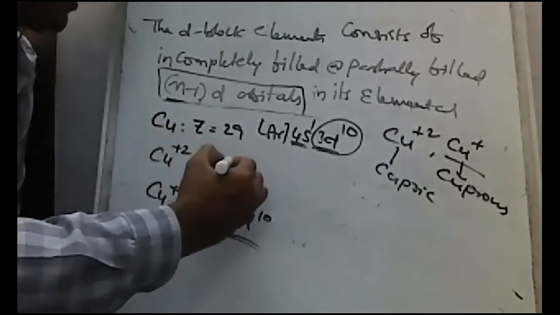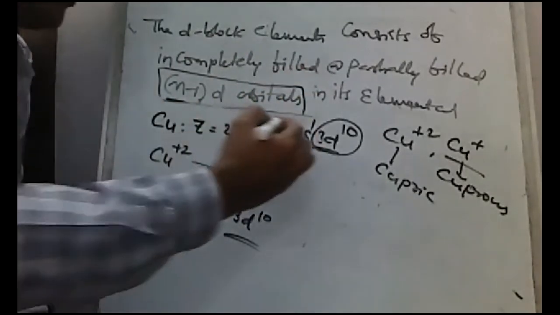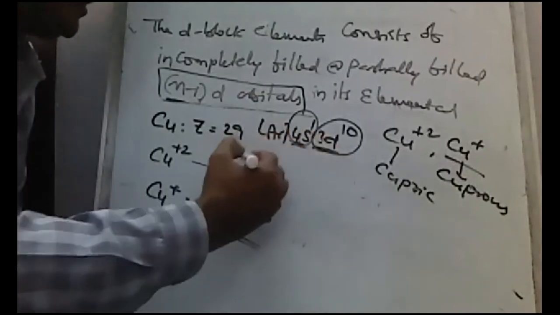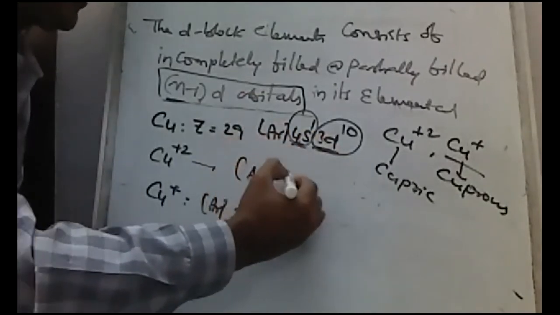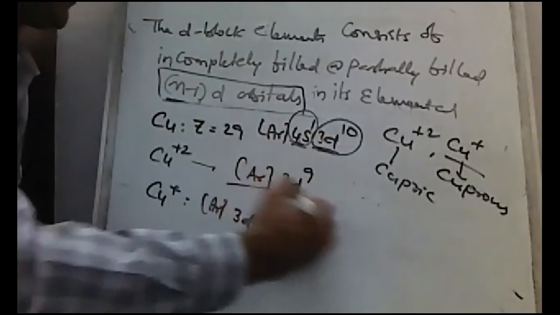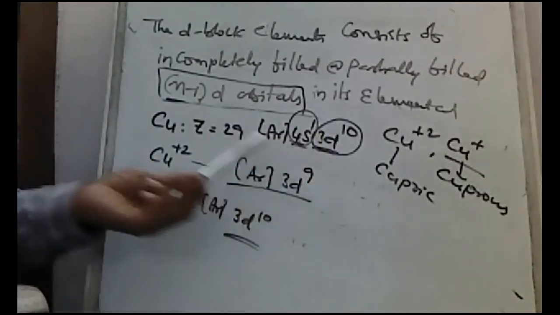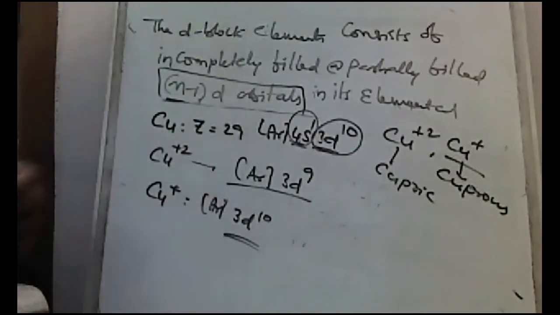If you take copper plus 2, two electrons have to be removed. One will be removed from the 4s orbital, another from the 3d orbital. That's why its electronic configuration becomes 3d9. You see, it has an incompletely filled n minus 1 d orbital. That's why copper is a transition element.